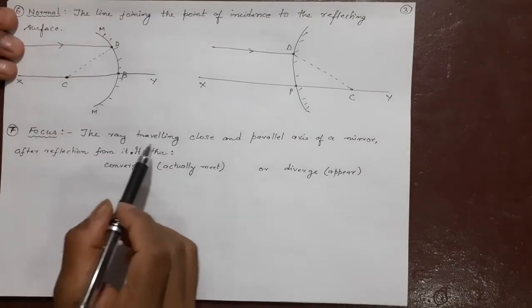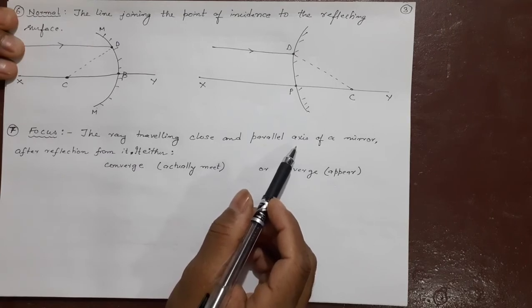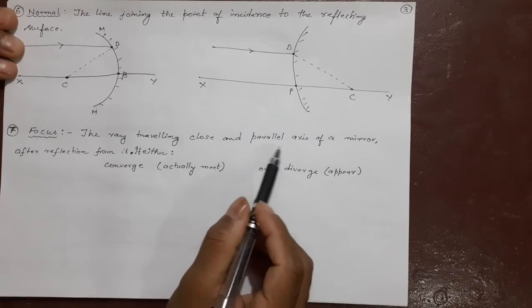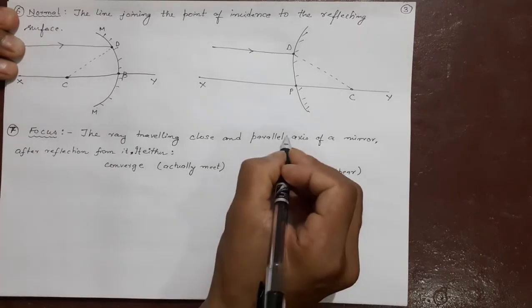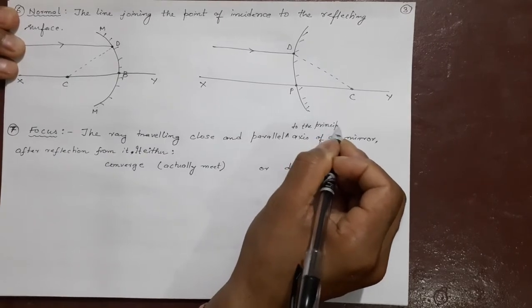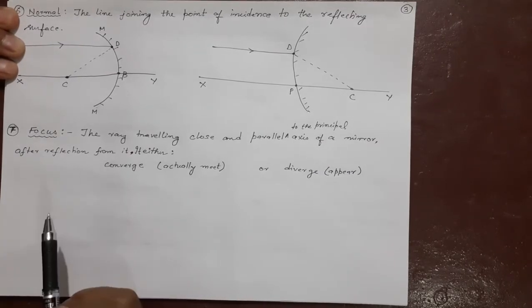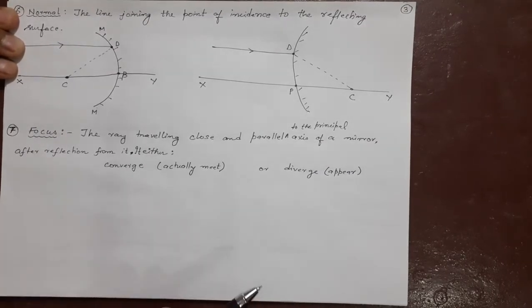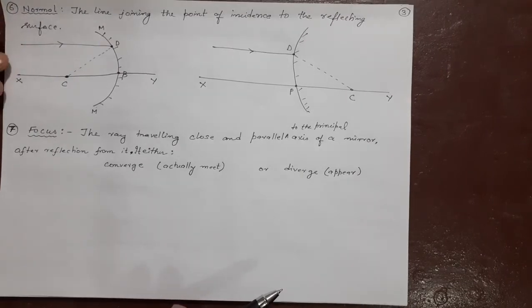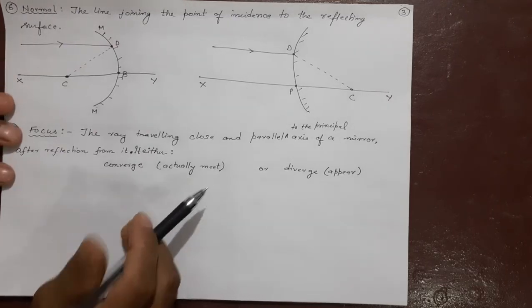The focus is where the ray traveling close and parallel to the principal axis meets after reflection from a mirror. Parallel, here I missed, to the principal axis. We'll draw how it looks after reflection from a mirror. Either it converges or diverges, it depends on the mirror. In the concave it will converge, and in the case of convex it will diverge. We'll show it with an example.